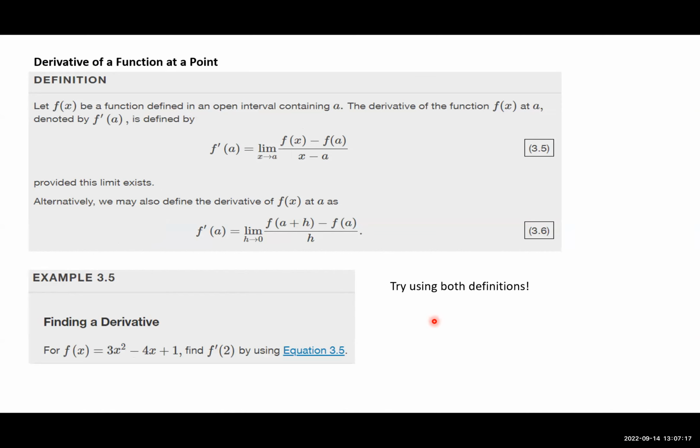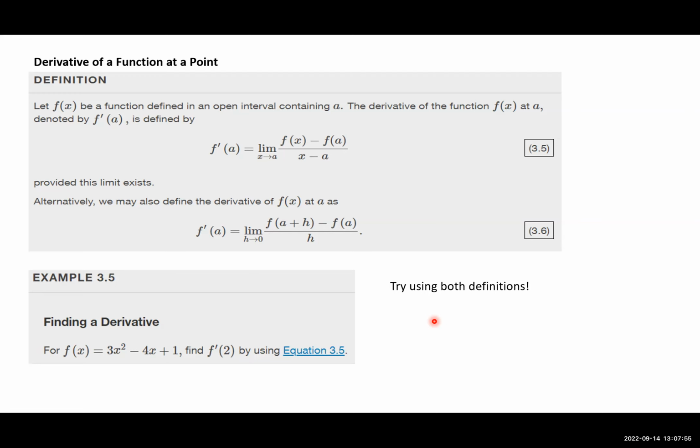The definition for the derivative of a function is as follows. Let f of x be a function defined in an open interval containing a. The derivative of the function f of x at a, denoted by f prime of a, is the limit of f of x minus f of a over x minus a. So essentially, it's the same definition as the slope of the tangent line.